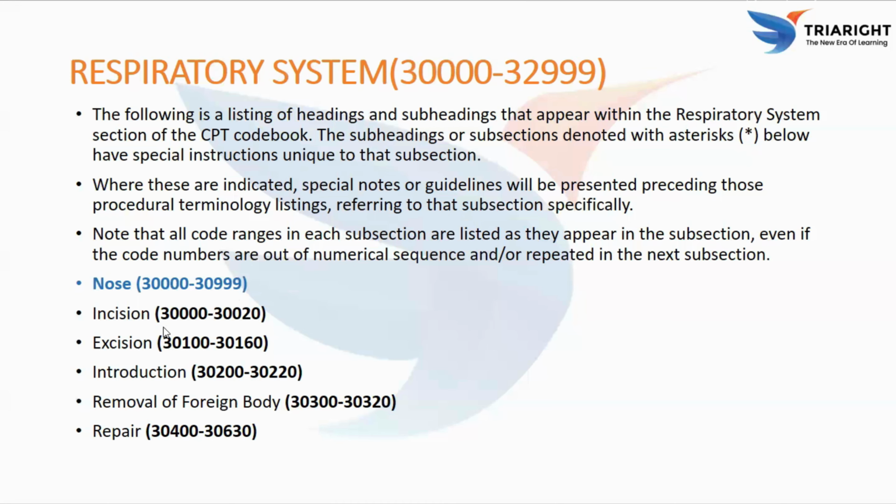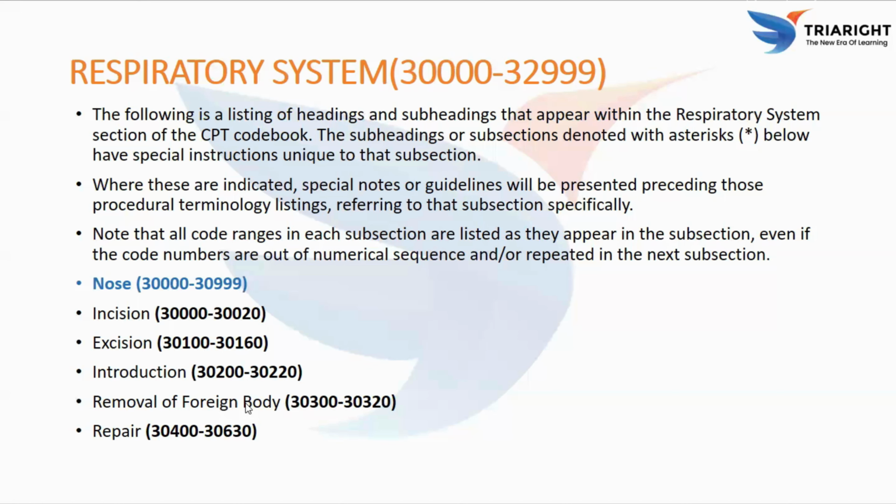Second subsection is excision. So excision, the code ranges are 30,100 to 30,160. So these involve the removal of tissue. For example, nasal polyp removal, turbinate excision. And third is introduction. The code ranges are 30,200 to 30,220. So introduction codes, these are used for placing something into the nose. For example, nasal packing and control of epistaxis.